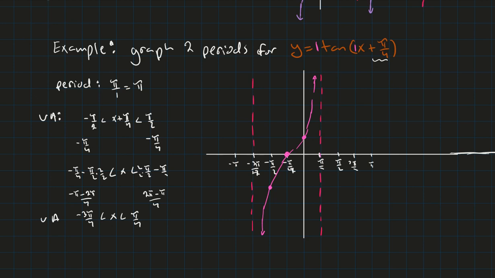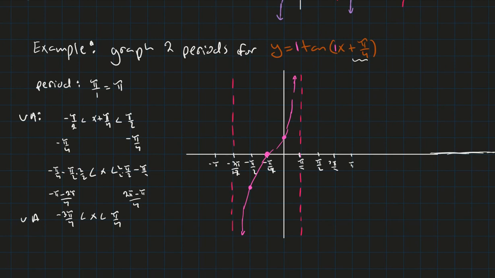And then it's asking us to graph 2 periods, right? And if the period is still pi, so if this was a period of pi, I need one more period of pi, right? So that means I need to add one more increment over here, which is going to be, because this is pi over here, 4 pi over 4, this will be 5 pi over 4.